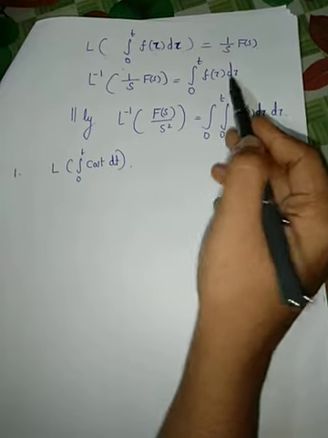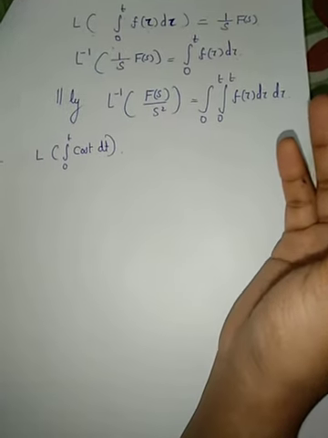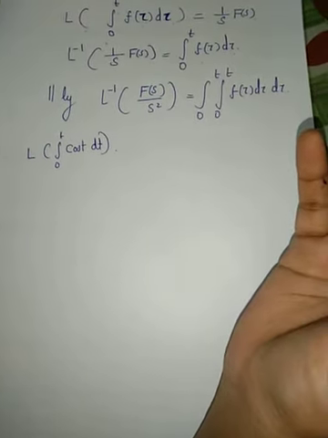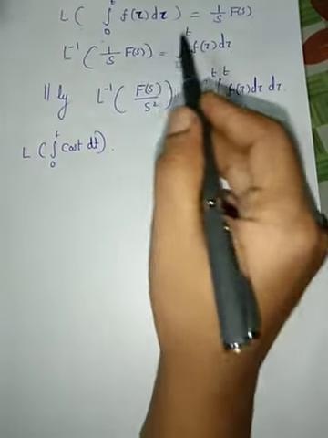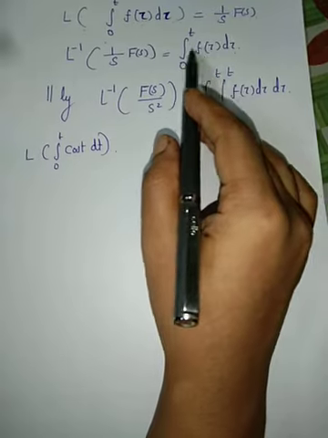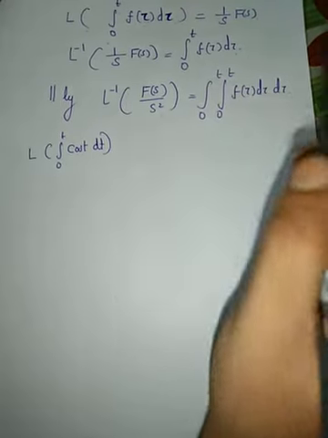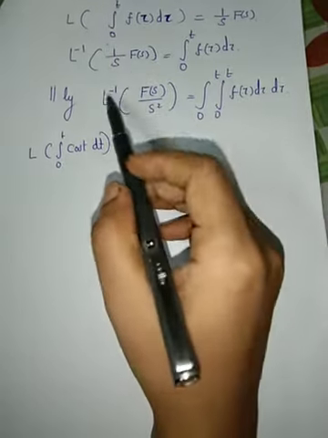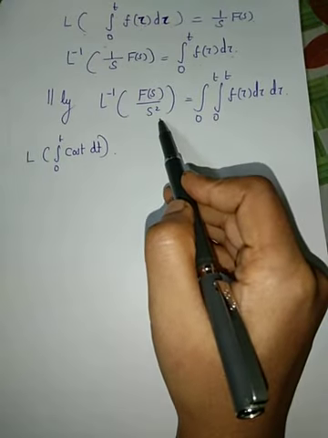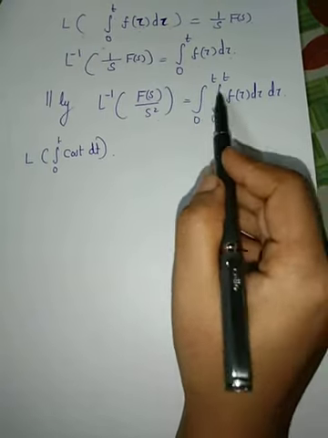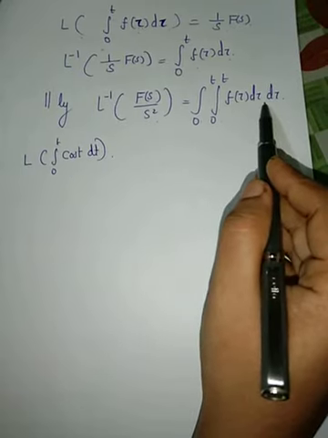So to find the inverse transform of a function of the form 1 by s F of s, we just have to find the integral 0 to t f of t dt. Similarly, the L inverse of F of s divided by s square is equal to a double integral of f of t dt. Okay, look at the first problem.